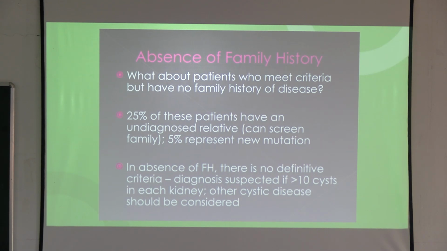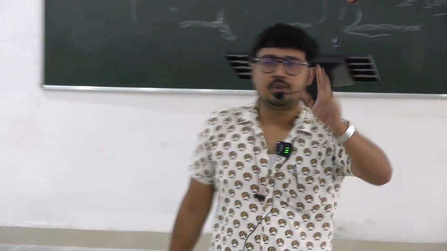So screening may be absent, so diagnosis may be missed. If in absence of family history, there is no definitive criteria, diagnosis is suspected. If more than 10 cysts in each kidney, other cystic disease should be considered. So with known positive family history, the number of cysts varies between 2, 3 to 4.